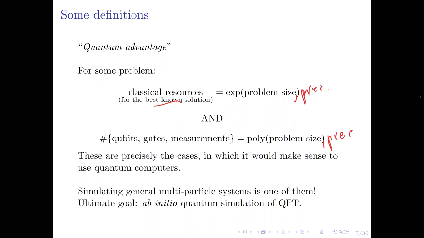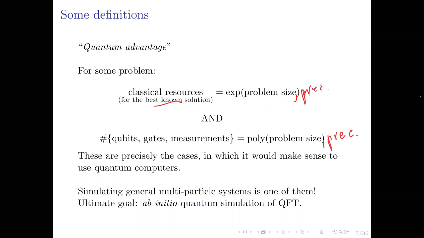In the case of quantum computation, these resources are qubits, gates, and additionally, measurements, because any quantum computation is probabilistic. So we always do a lot of repetitive measurements and their number should also scale polynomially with the input. And it turns out that simulating general multi-particle systems is one of such problems where we may get a quantum advantage, right? Because in a multi-particle quantum system, the Hilbert space dimension grows exponentially with cutoffs. In quantum chemistry, we'd say that the dimension of Fock space grows exponentially with the number of orbitals. In QFT, it grows exponentially with the momentum cutoffs after discretization or with lattice size. But to simulate such systems on a quantum computer, we only need polynomially many resources.